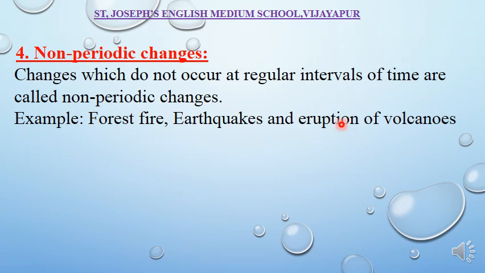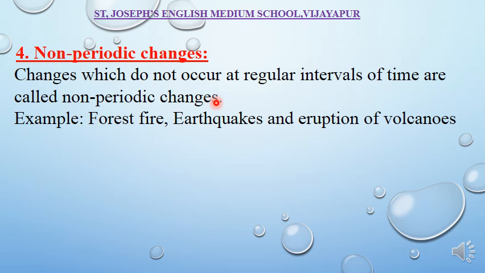Changes which do not occur at regular intervals of time are called non-periodic changes. For example, see, now it is very hot. After 2 hours, the climate may change. It turns completely cold. After a few minutes, it rains heavily. Right? This is a non-periodic change.